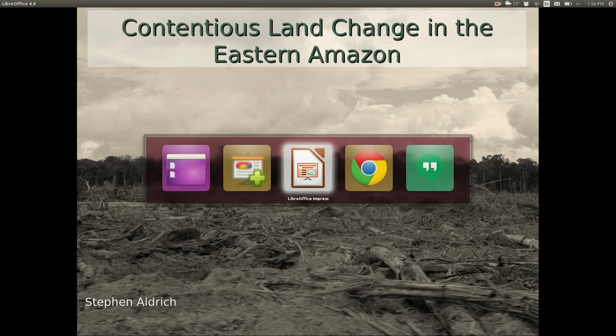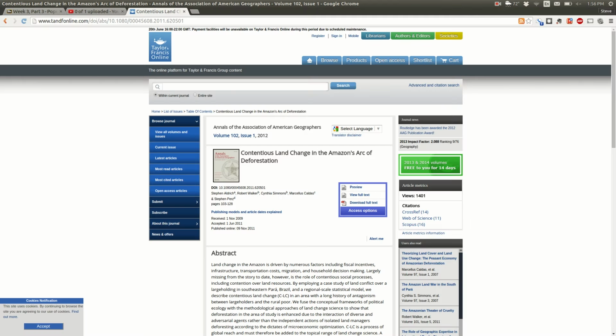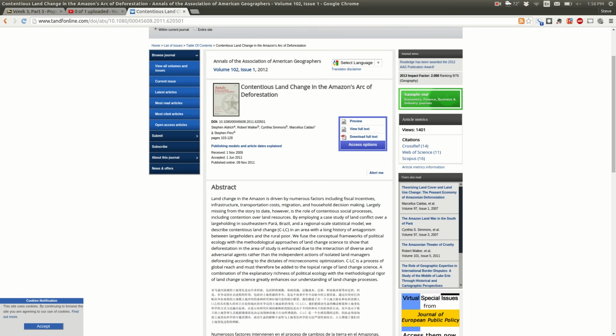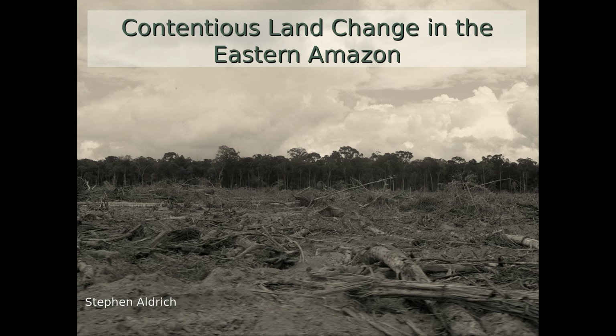What I'm going to present today was eventually published in the Annals of the Association of American Geographers in this article, Contentious Land Change in the Amazon's Arc of Deforestation, by myself, Steve Aldrich, and others. It has actually generated a newer project to look at this in more detail, but I figured I'd give you the motivation, and this is something that comes after this week's reading. So this week's reading was the first thing.